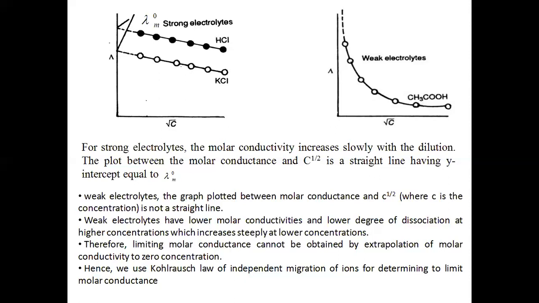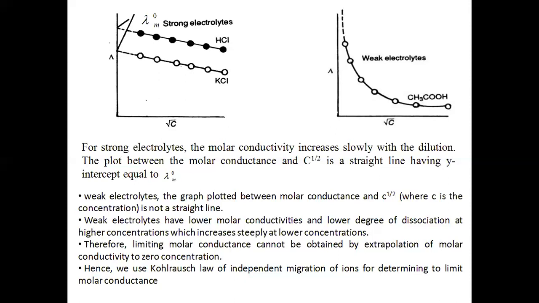In the second graph, for acetic acid, CH3COOH, the graph plotted between molar conductance and the square root of C is not a straight line. That is an important point. In a weak electrolyte, molar conductance versus square root of C is not a straight line, with lower molar conductivity and lower degree of dissociation at higher concentration, which increases steeply at lower concentration. That's why the limiting molar conductivity cannot be obtained by extrapolation of molar conductivity to zero concentration.